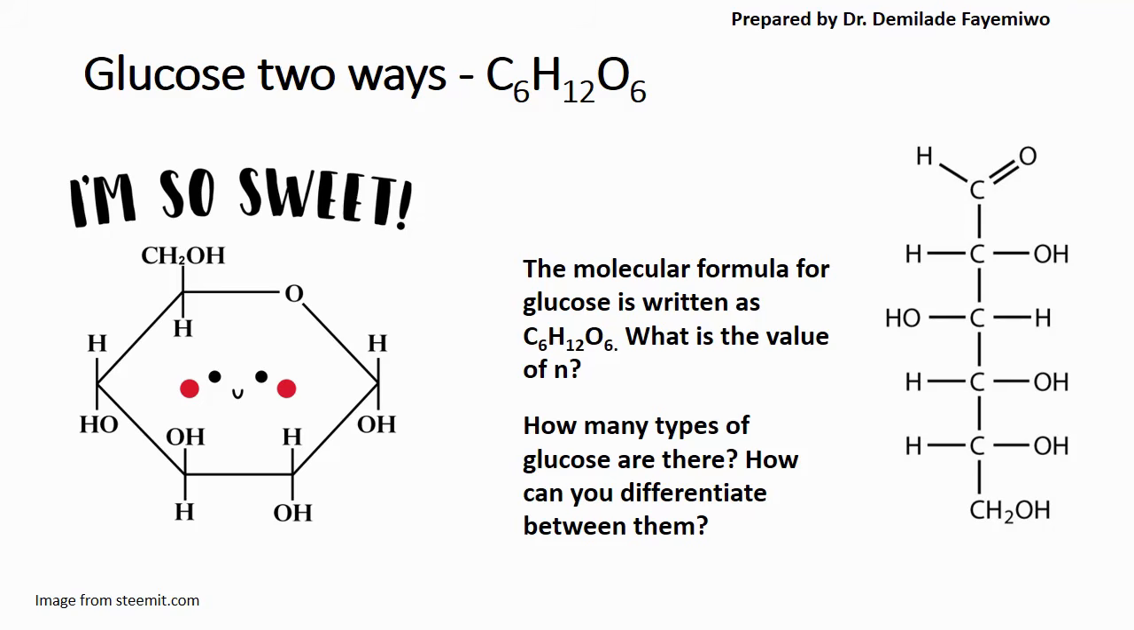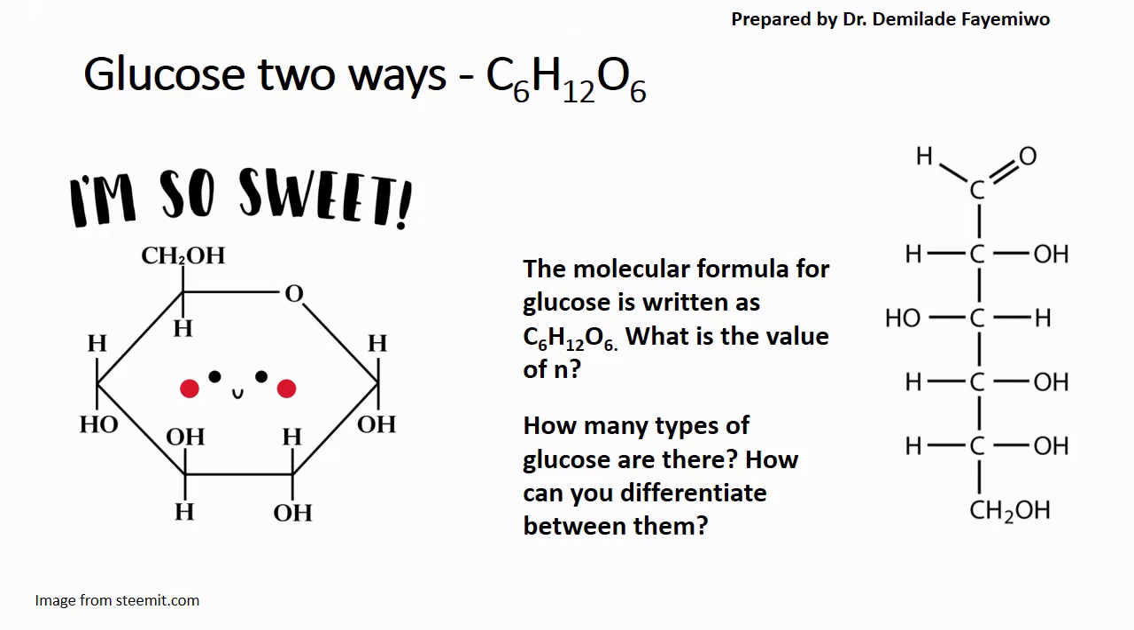But what you're most likely to find is the structure on the far left, which is a ring structure of glucose. I advise students to learn how to draw the structure, including the exact arrangement of the hydroxyl groups and hydrogen atoms, so that you are able to identify the different types of glucose, which is something you will see on the next slide.